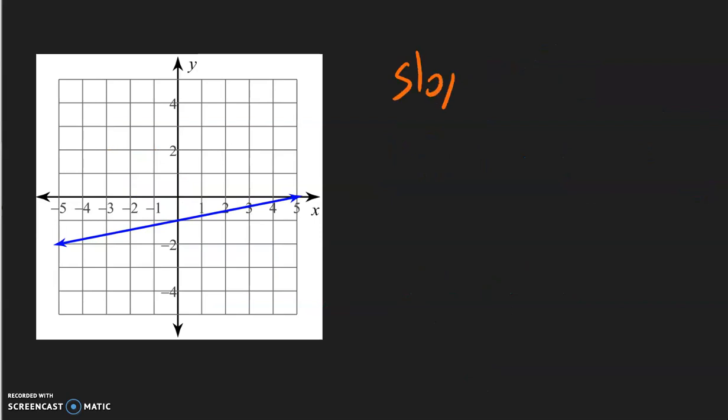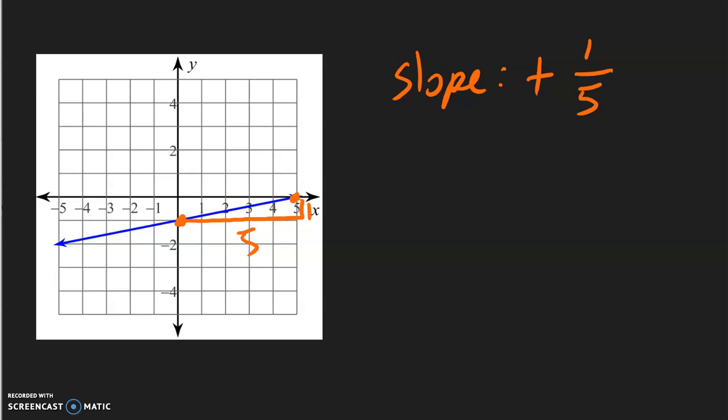For this example, the slope is positive. From left to right, we see it's going up. So I'm going to write a positive sign to remember that the slope is positive. Finding 2 points on the graph to get the rise over run. So the rise is 1 and the run is 5. So we have 1 over 5, and that's positive.